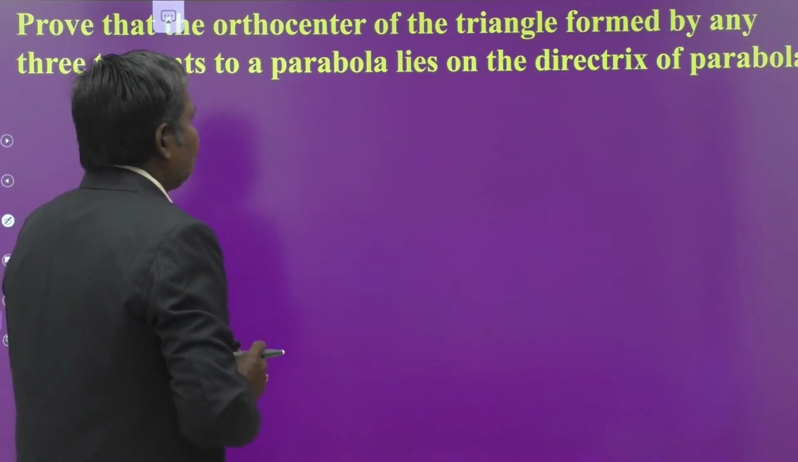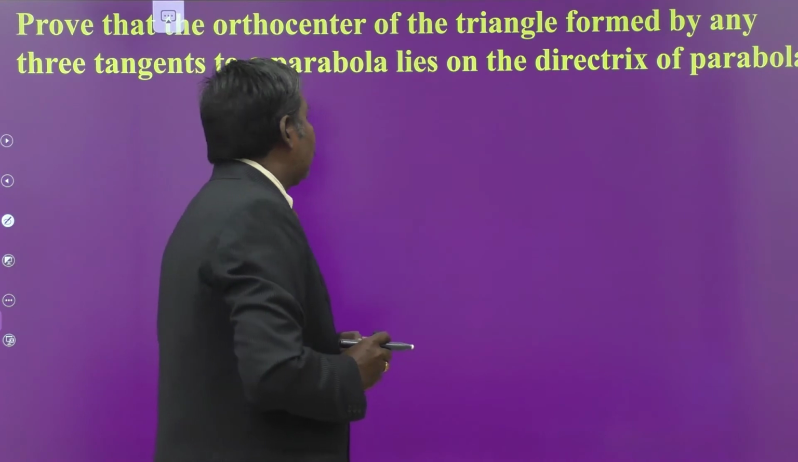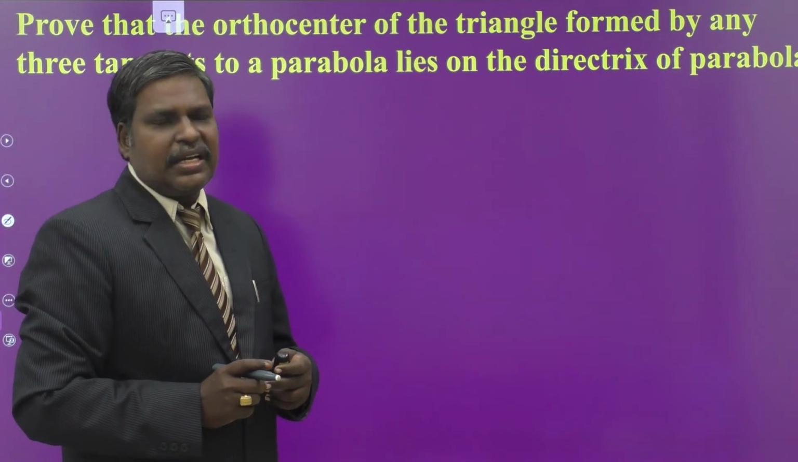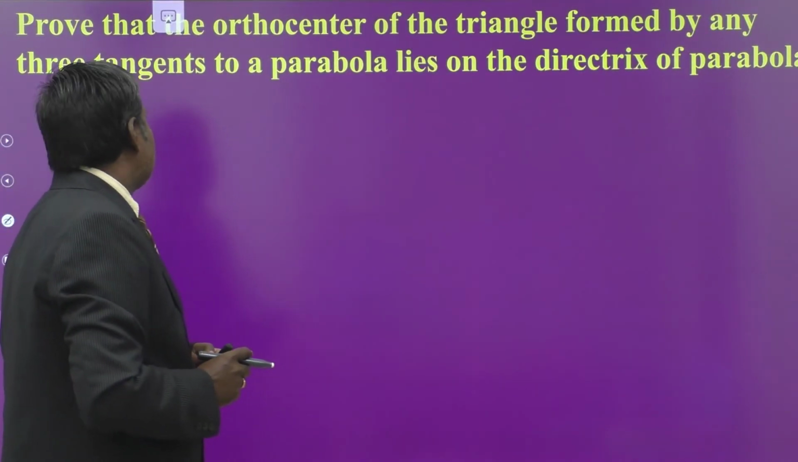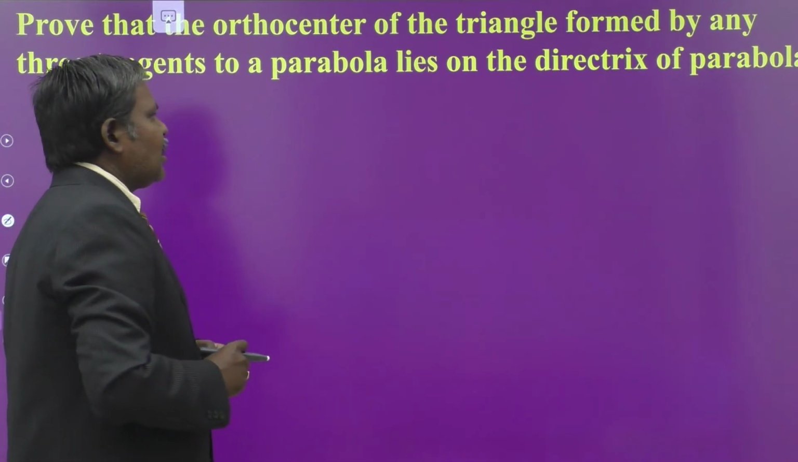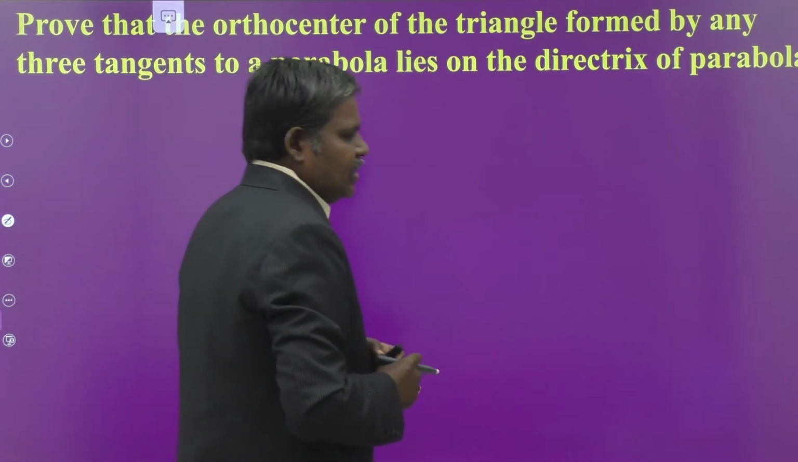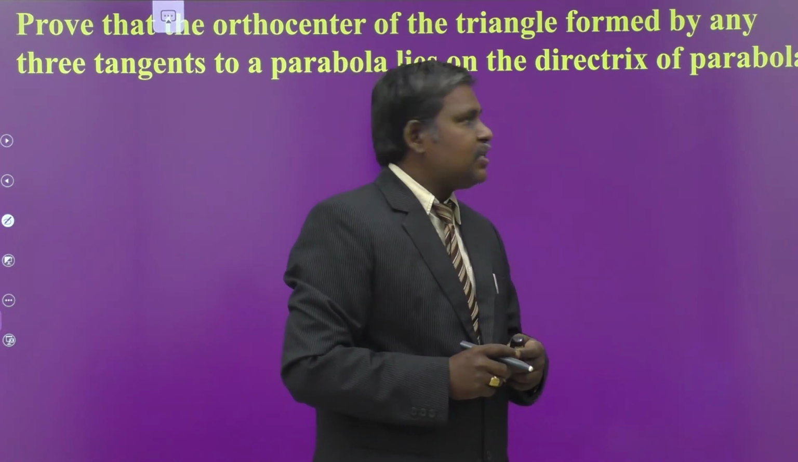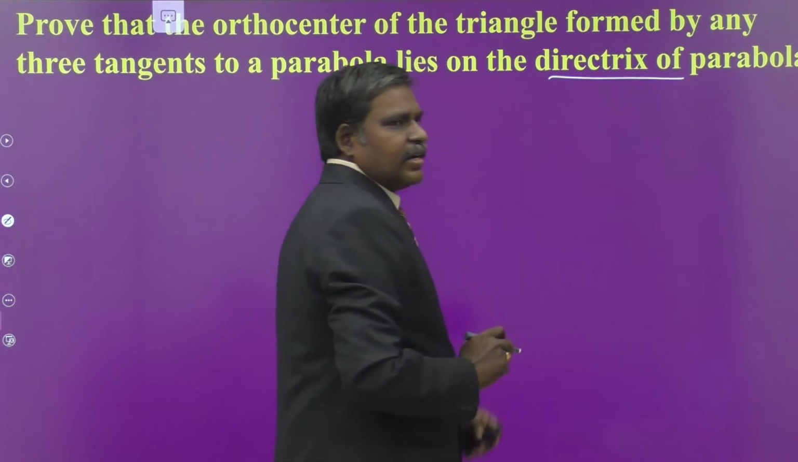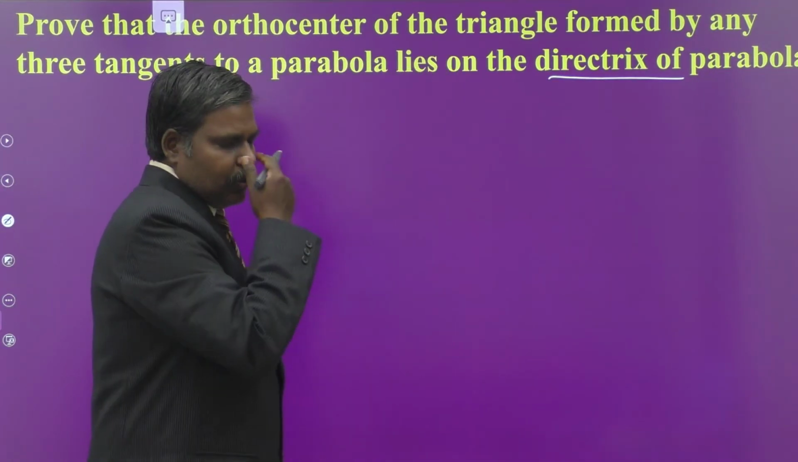Prove that the orthocenter of the triangle formed by any three tangents to the parabola lies on the directrix of the parabola. That is the result you are going to prove. That is a very important result for you. What is your result? The orthocenter of the triangle formed by any three tangents of the parabola lies on what? Its directrix. Lies on the directrix of the parabola. That is what you are going to prove.